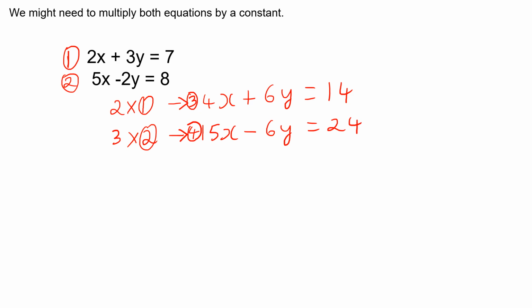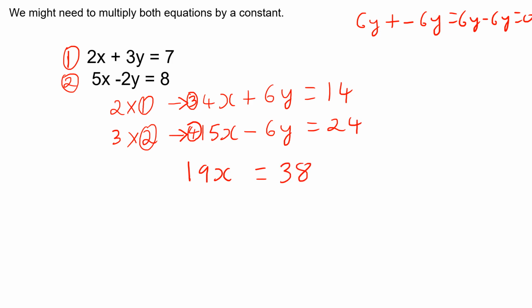So what I can do is add the equations now, because 6y plus minus 6y is 6y take away 6y, which is 0. So if I add the equations, I get 19x, 6y plus minus 6y is 0, 14 plus 24 is going to be 38. So I get 19x equals 38.